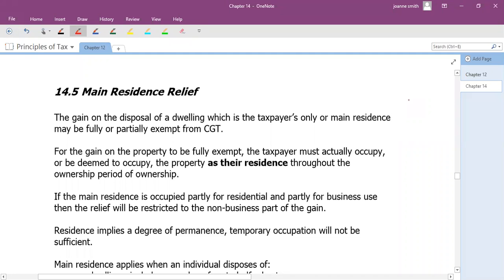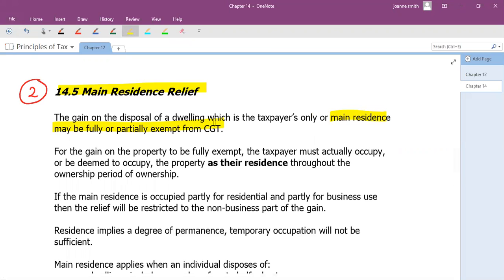So the second type of relief that we need to know about for individuals is main residence relief. If you remember, our main residence may be fully or partially exempt from CGT. So if your main residence is your home where you've only ever lived there with your family, never rented it out, never used it for business, then it will be fully exempt.